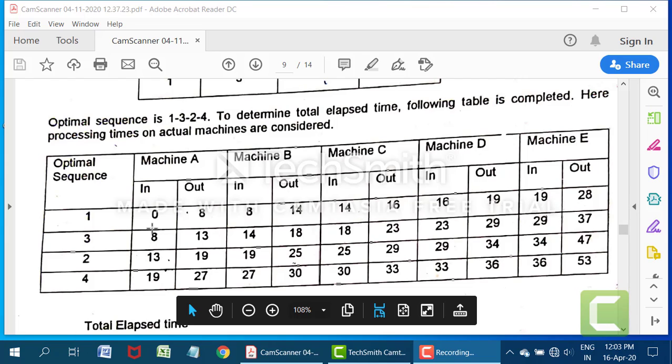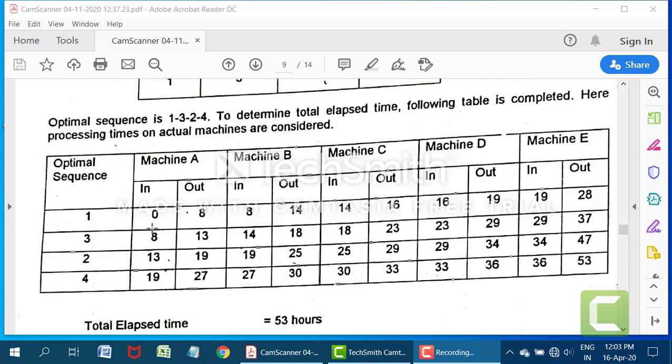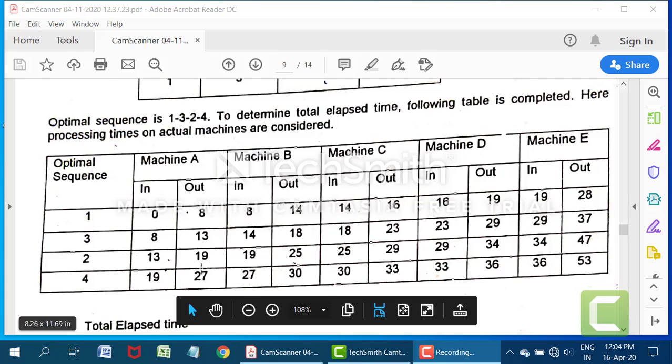I told you all the given jobs 1, 2, 3, 4, in the sequence 1, 3, 2, 4. They must flow through machine A first, then B, then C, then D, then E. These machines are installed permanently and will not be disturbed. So all these jobs will go first onto machine A, one after one, then one after one onto machine B, then machine C, then machine D, then machine E. Once machine A computations are over, everything is blank here.